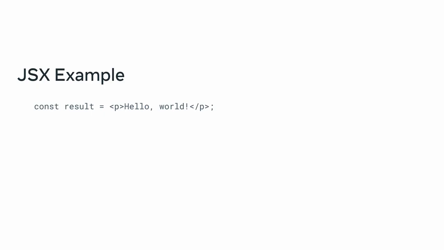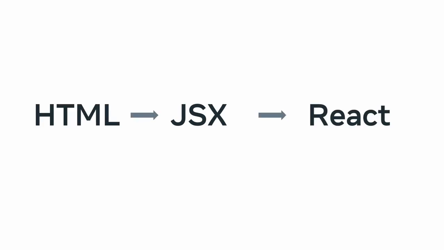The code consists of a paragraph HTML element containing the phrase "Hello World." It is assigned to the constant variable named result. Note that when this JSX code executes, the result variable will contain a React element that can then be inserted into the web page. This is one of the key features of JSX, building React elements from HTML code automatically.